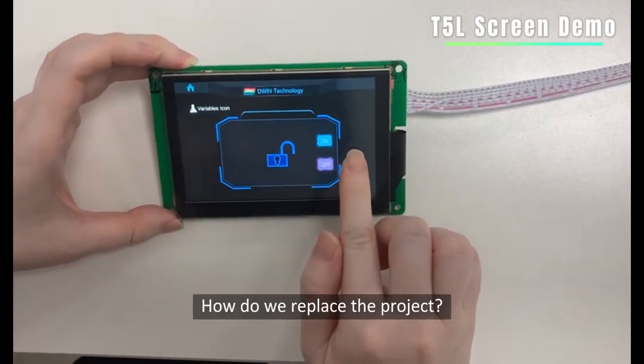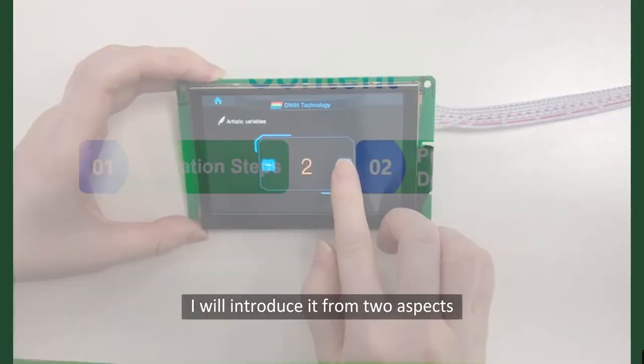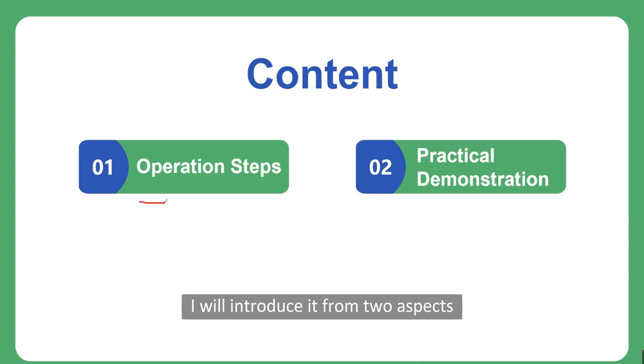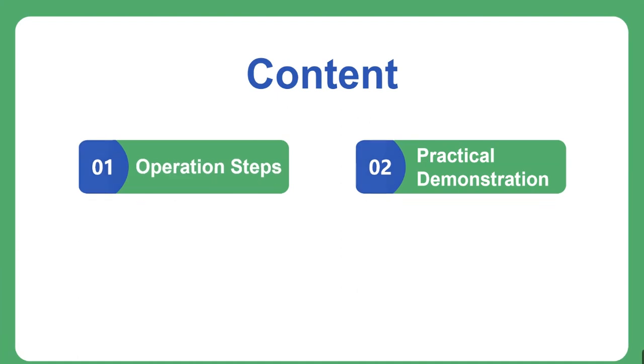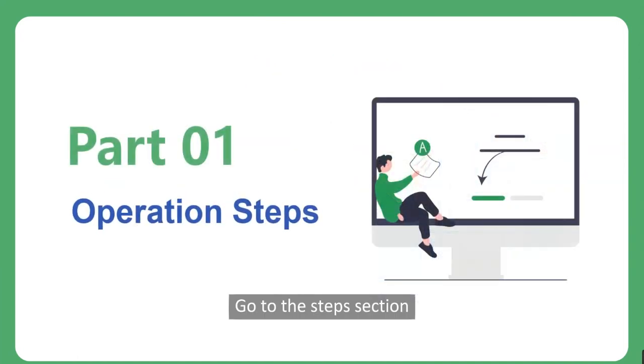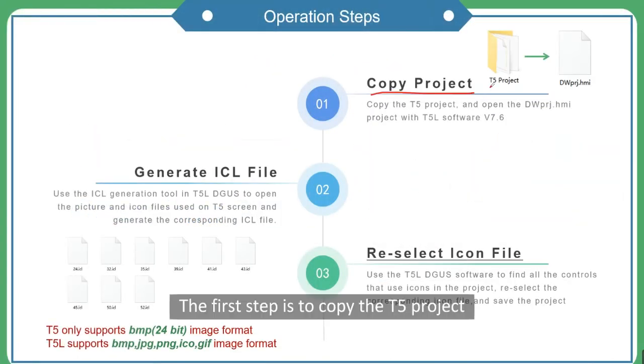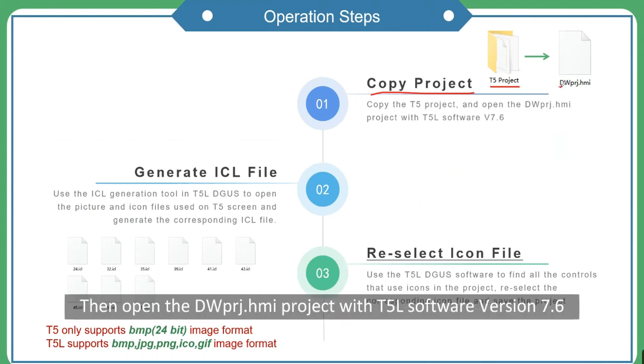How do we replace the project? I will introduce it from two aspects, the operation steps and the practical demonstration. Go to the Steps section. The first step is to copy the T5 project. Then open the DWIN project with T5L software version 7.6.